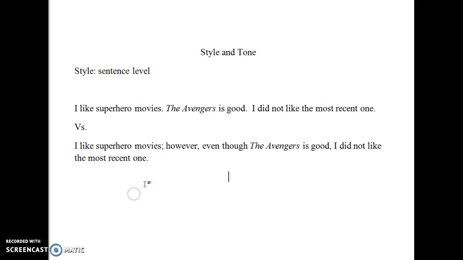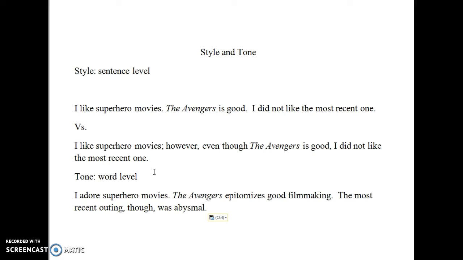But we also have to consider our tone. Okay, and when you talk about the tone of your writing, you're really just talking about the word level, the word choice that you make in your writing. So look at how this can change from this original comment about liking superhero movies. I adore superhero movies. The Avengers epitomizes good filmmaking. The most recent outing, though, was abysmal. Different words that carry a different tone once we start having these more colorful, more meaningful words. Saying I did not like the most recent one versus most recent outing, a different word, abysmal, can really change the feel of what we're writing for our reader. So that's what we're talking about today.